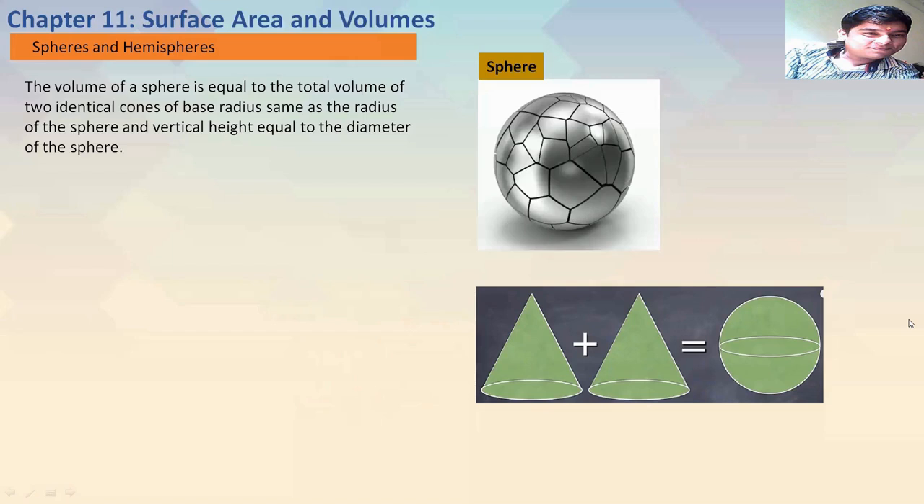Sir, volume of a sphere, it was... Sir, they didn't take that in class yet. Okay, it has not been covered. Has this chapter been taught in class or not? Sir, this chapter has been taken, but the volume of sphere they haven't taken. Okay, I will let you know.